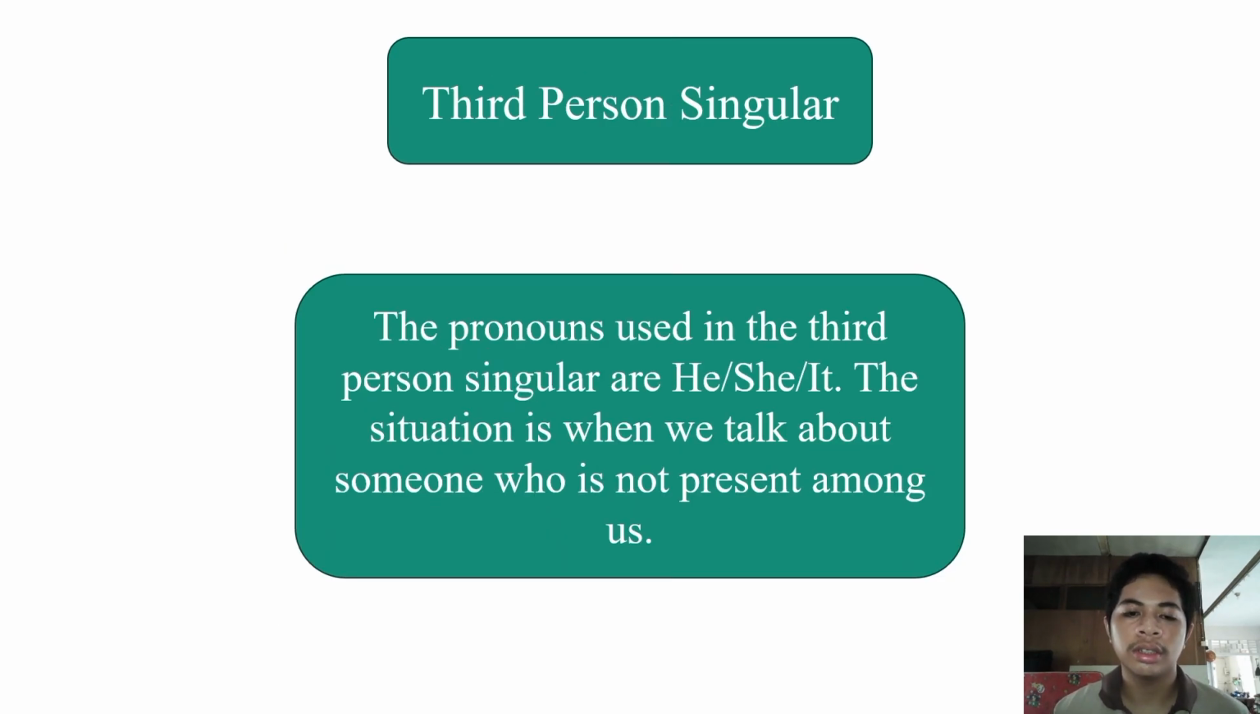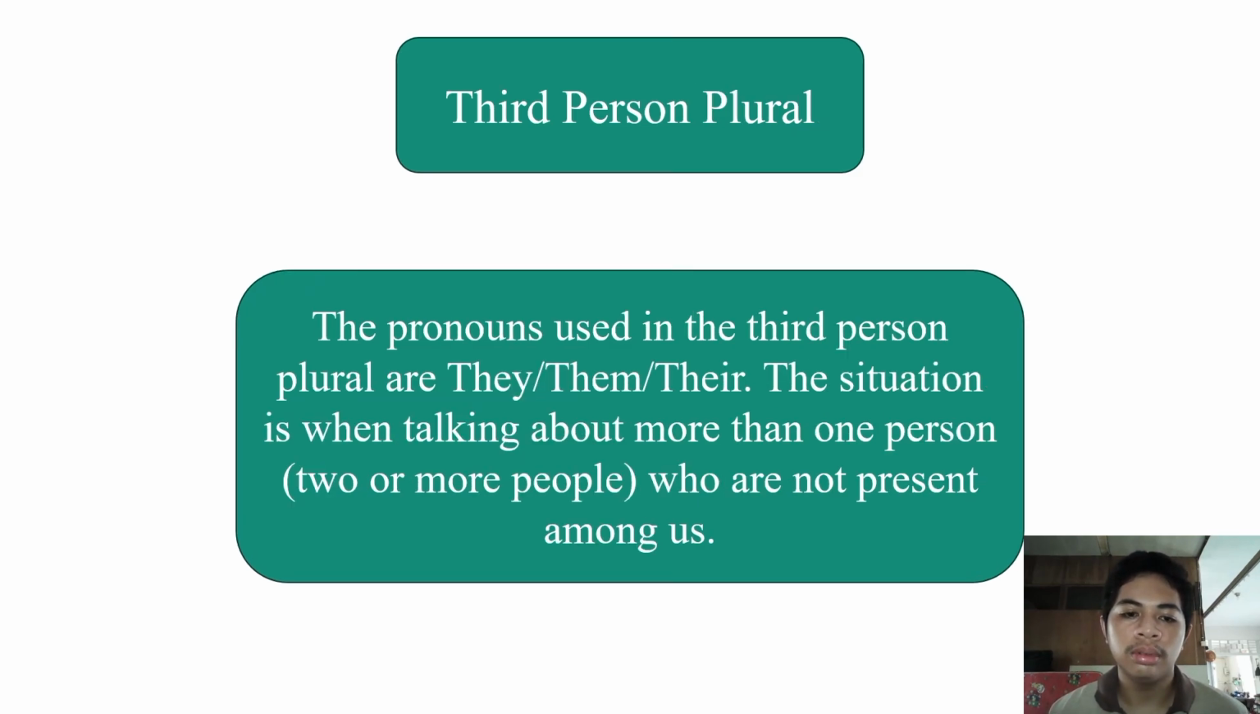Third person singular. The pronouns used in the third person singular are he, she, it. The situation is when we talk about someone who is not present among us. Third person plural. The pronouns used in the third person plural are they, them, their. The situation is when talking about more than one person, two or more people who are not present.